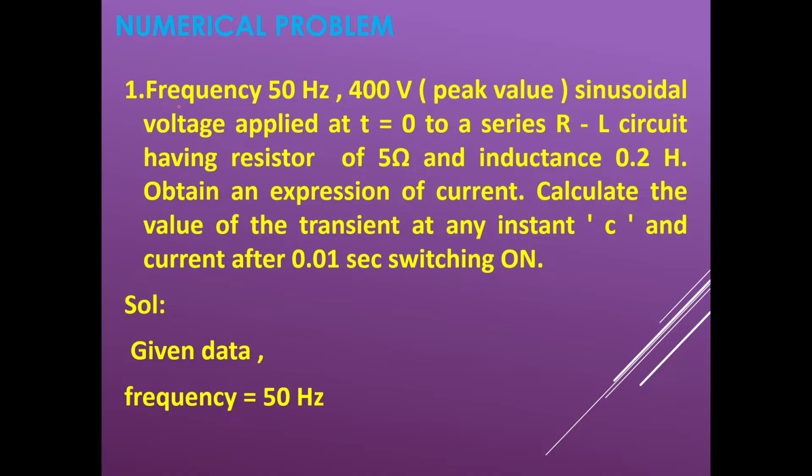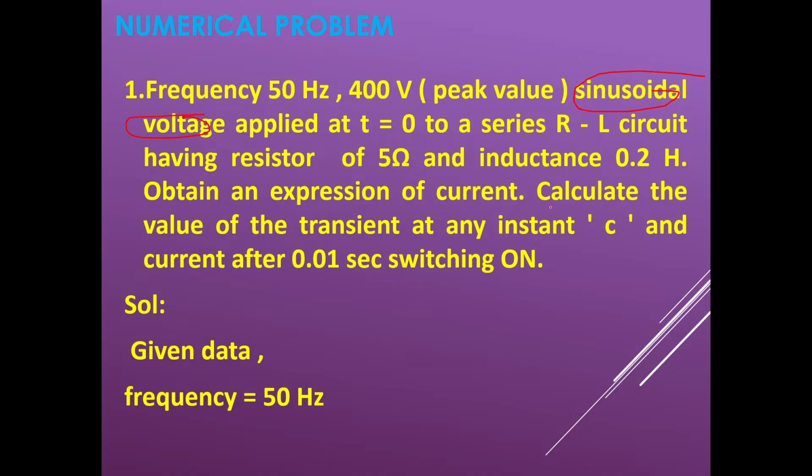In this numerical problem, they have mentioned a frequency of 50 Hz, and a peak value of 400 volts is given for a sinusoidal voltage, applied at t equal to 0 to a series RL circuit having a resistor of 5 ohms and an inductance of 0.2 Henry. Obtain an expression for current. So we have to determine the current, that is the response in the given RL circuit. And here a sinusoidal voltage is applied, meaning AC supply is given.